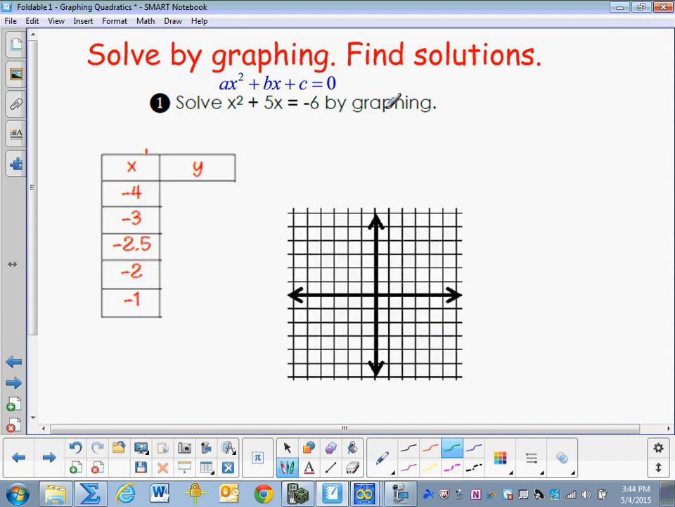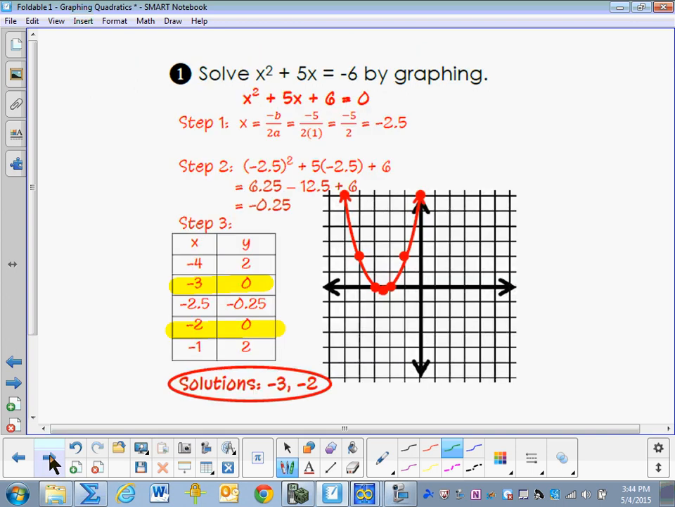So now we're going to solve by graphing and find the solutions. So we need to set each equation to 0. The equation has to be set to 0. So in this instance, x squared plus 5x equals -6. We need to add 6 to both sides, find our vertex, and plot some points. And then find the solutions where the graph touches the x-axis. Our solutions are -3 and -2. We can also see -3, 0 and -2, 0 are on our table of values.